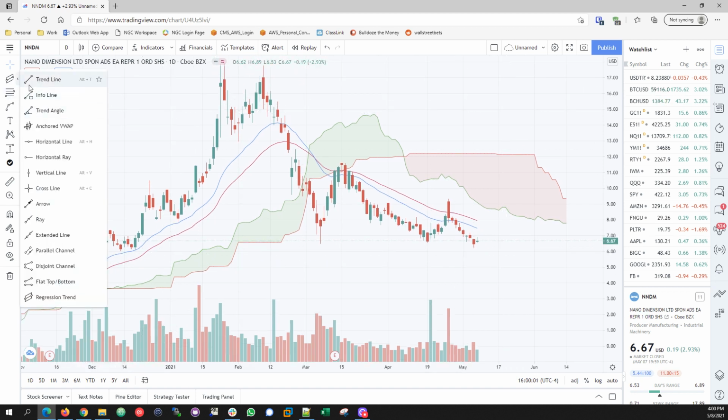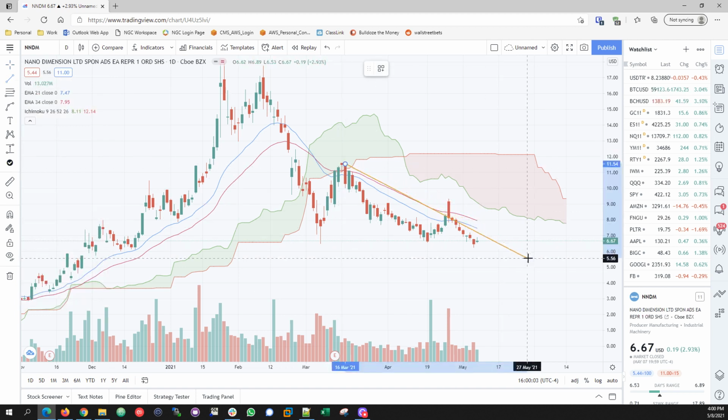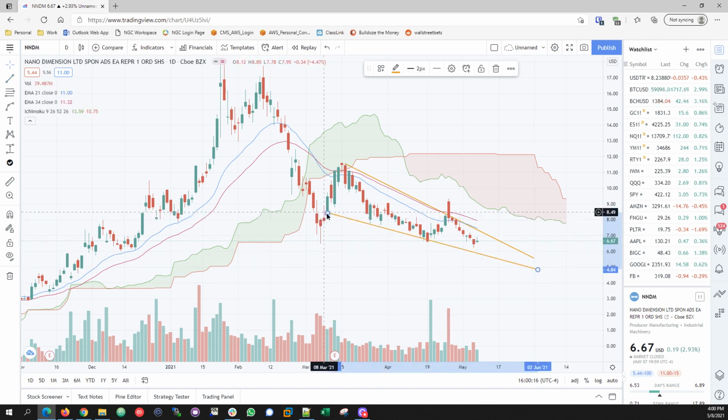I don't see any bullish signs here. I'm trying to, this was a nice breakout. That was a bullish move, but then it melted down. I don't know if it was news. I don't know what it was.